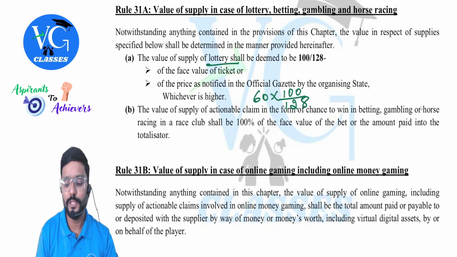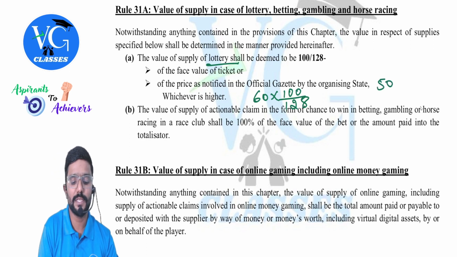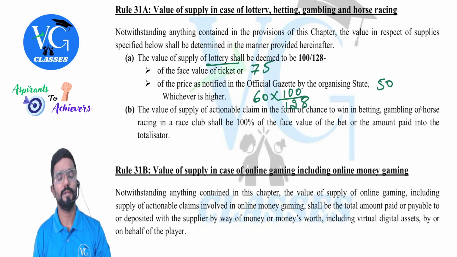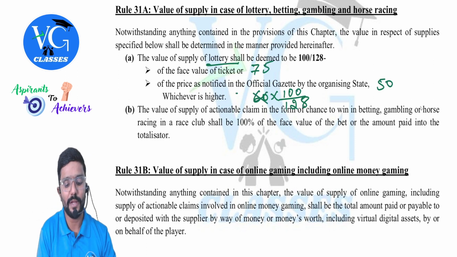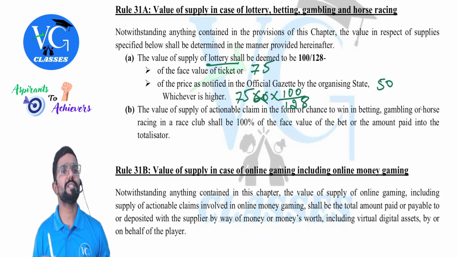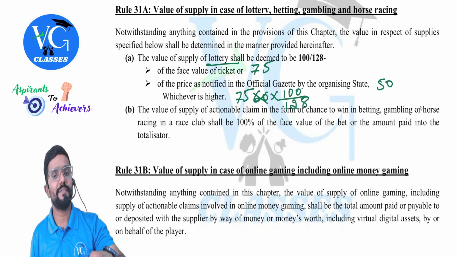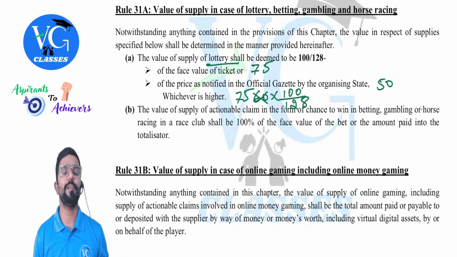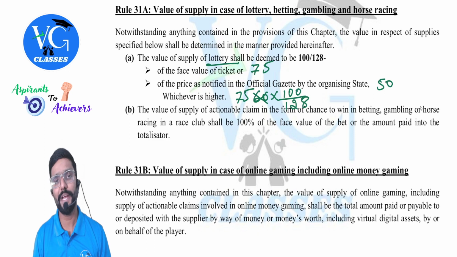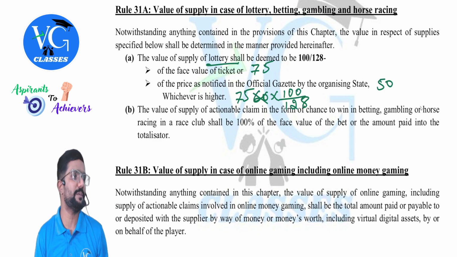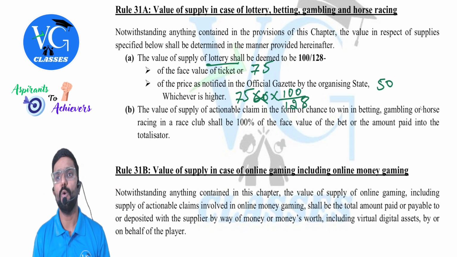Sir, what if it is vice versa? For example, assume this is 50 and this is face value, assume 75. Whichever is higher, people? 75. So what is the value of this lottery ticket? 75 into 100 divided by 128. Don't get confused with that 128, people. It is nothing but 100 plus GST rate 28%. So that is equal to 128.